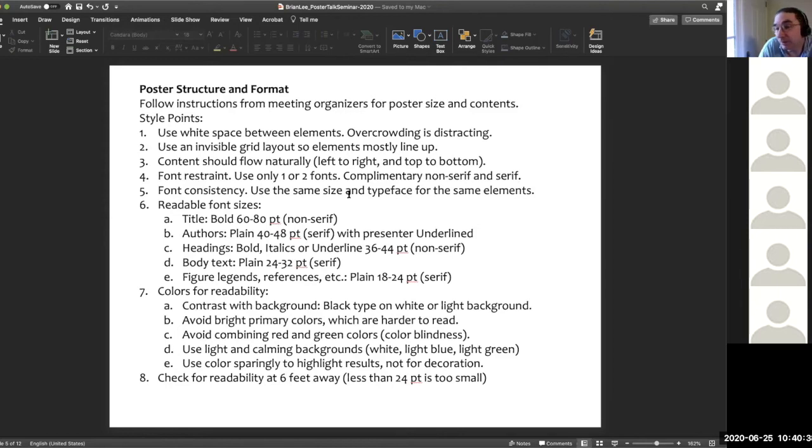Font for legends you can make much smaller. If people are really interested, they'll get close and read through the figure legends and the references. So you can shrink those a little bit and take them down to 18 points if necessary to get everything to fit on your poster.